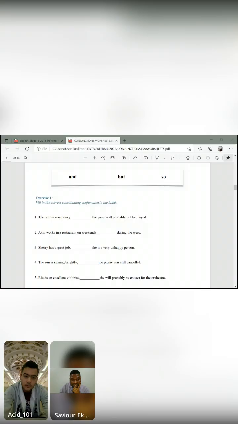2. Two independent clauses. Sherry has a great job. That's an independent clause. In other words, that clause can stand on its own. It's a simple sentence. All independent clauses are simple sentences. Then he is a very unhappy person. Sherry has a great job, but she is a very unhappy person. That's a perfect example of a compound sentence.